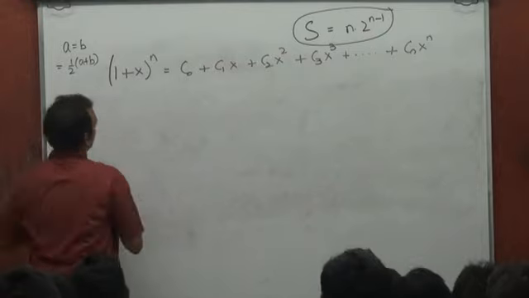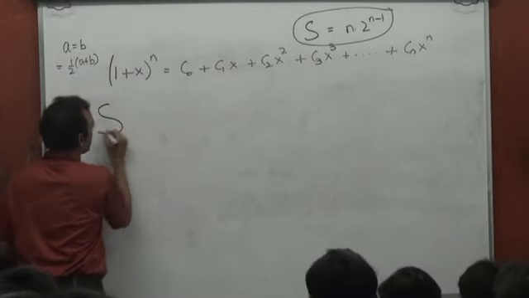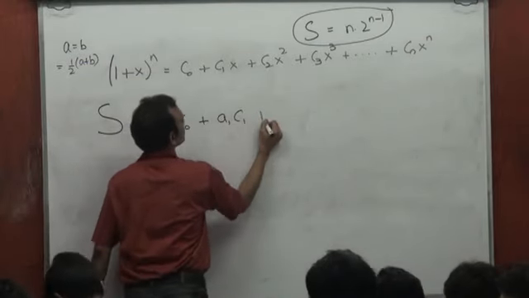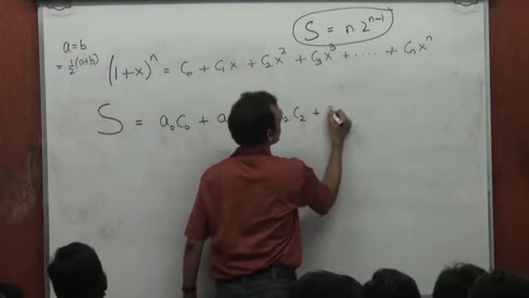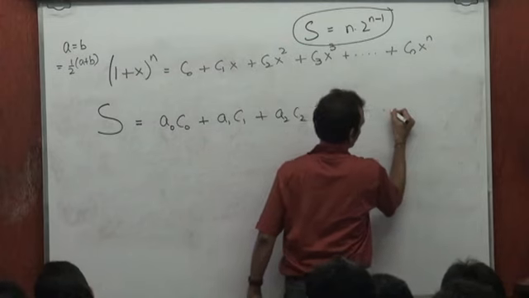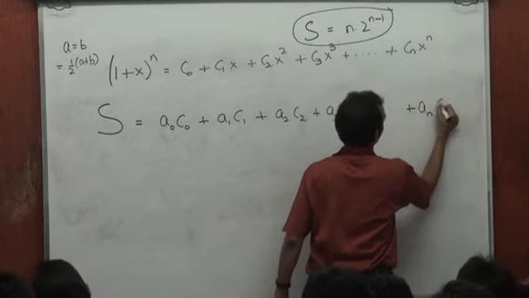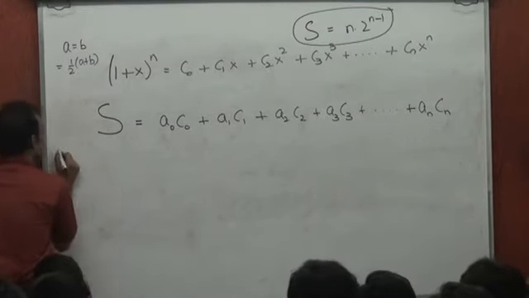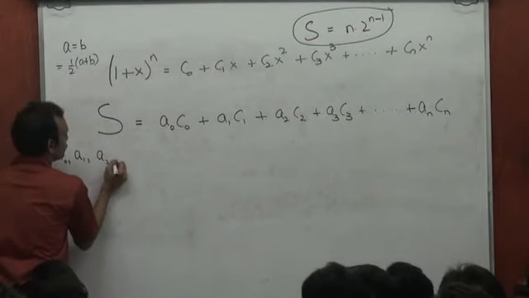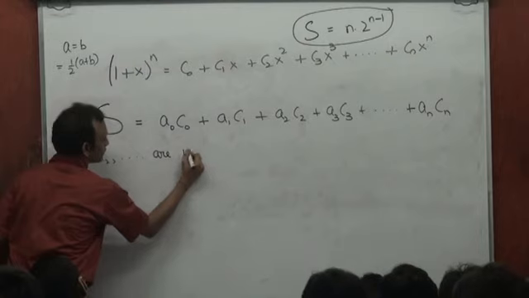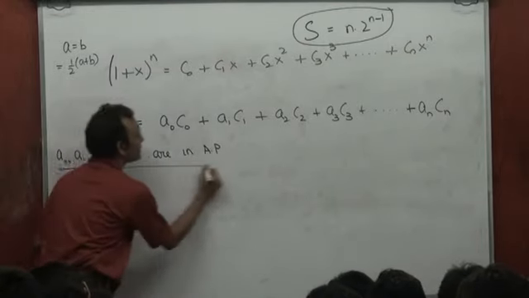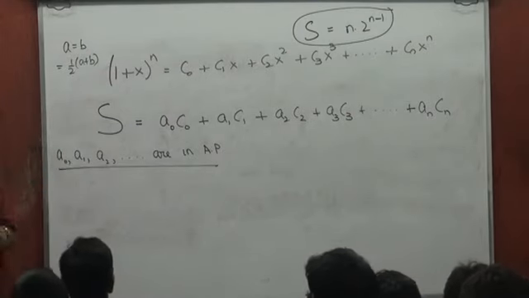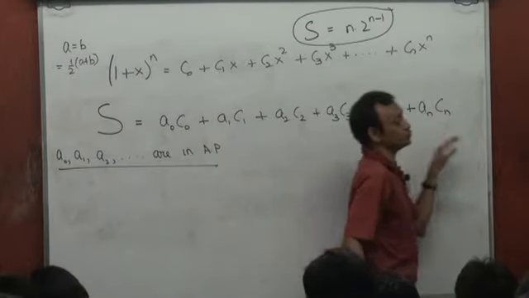Extend that notion to a summation of the following kind. A summation of this kind where the numbers A0, A1, A2, etc. are in AP. A summation of this kind where A0, A1, A2 are in arithmetic progression. I want to add something like this. What do I do?